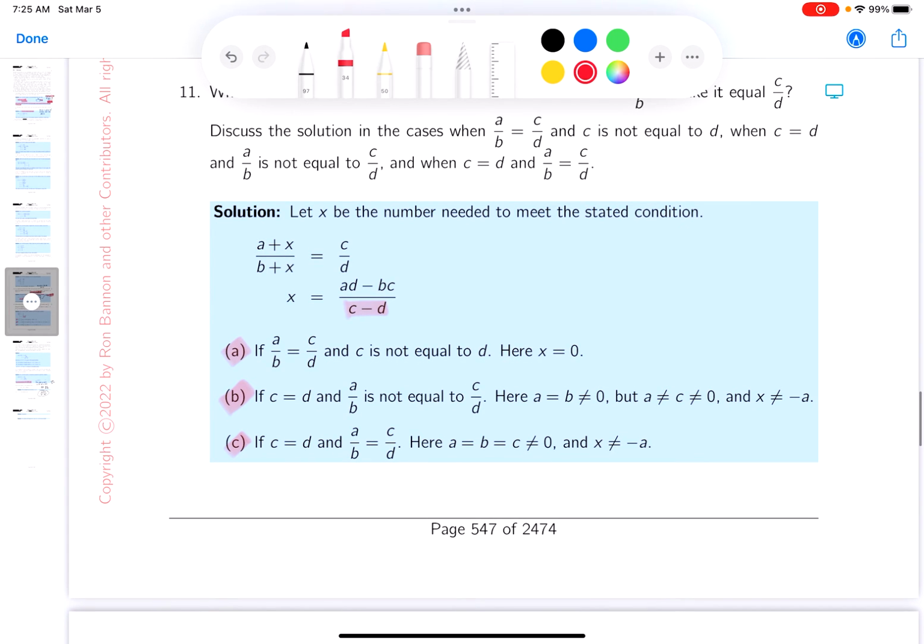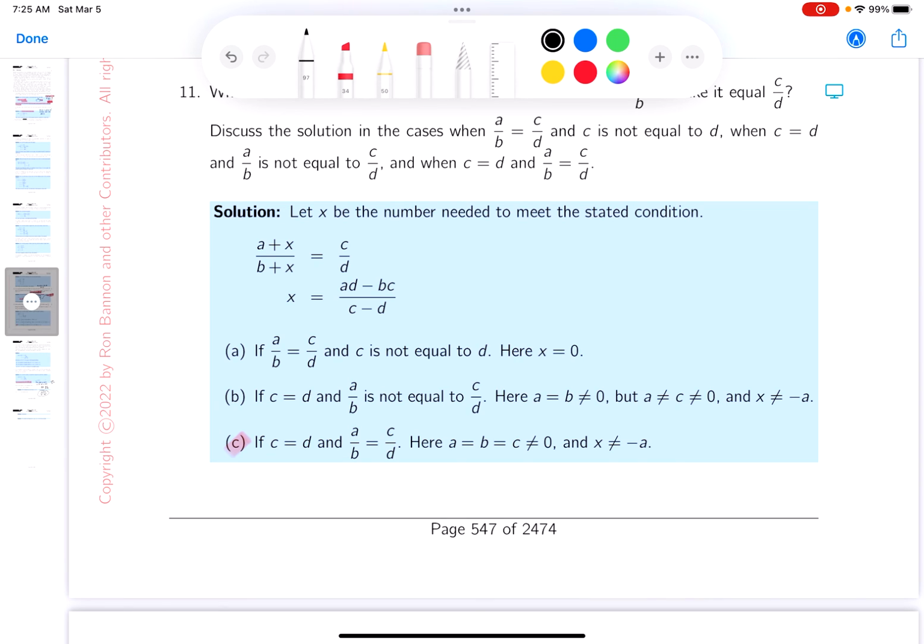Let's do the next one. What if C does equal D, and A over B is not equal to C over D? I'm on to B now. Let me get my eraser out. All right, I want to point out if C is equal to D, a more complicated problem, by the way, I hope you realize that C can't be 0 and D can't be 0. All right, a division by 0 then, right? But they go on to say that A over B is not equal to that.